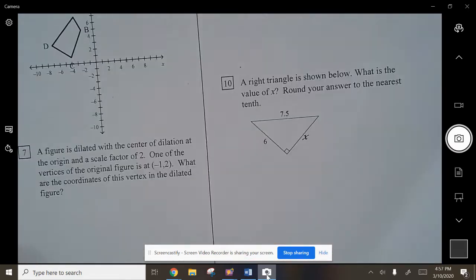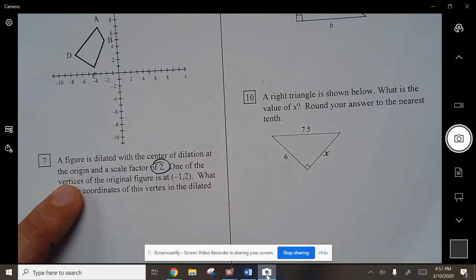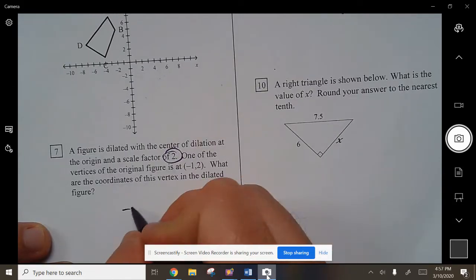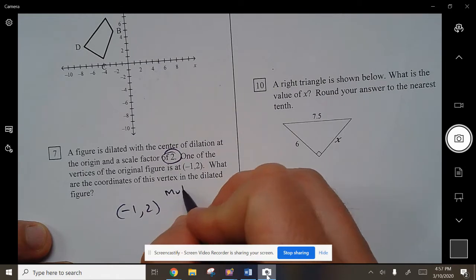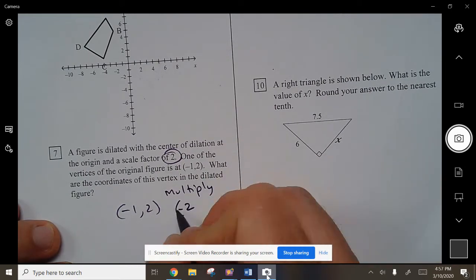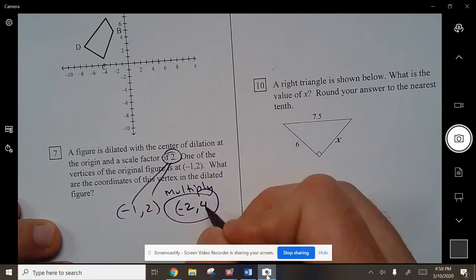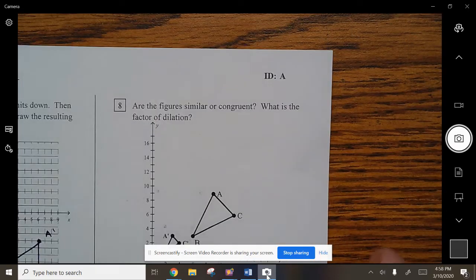Number 7, the figure is dilated with a center of dilation at the origin and a scale factor of 2. The vertex of the original figure is at -1, 2. What are the coordinates of this vertex of the dilated figure? Okay, -1, 2. With a scale factor of 2, all it means is multiply by 2. So 2 times -1 is -2, right? And 2 times 2 is 4. And that's your new answer. All right? Super easy.